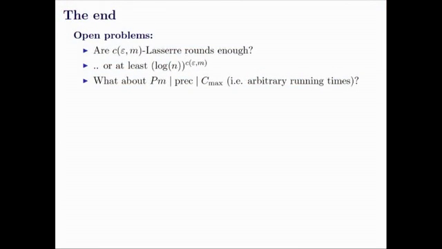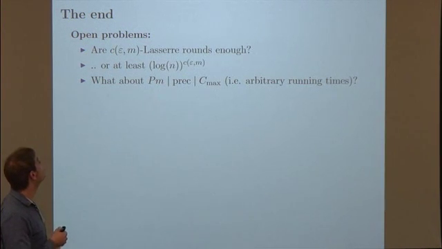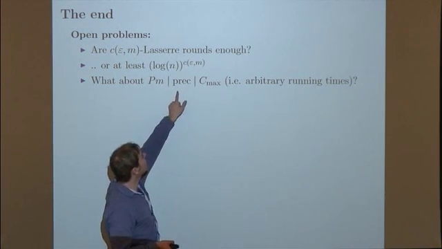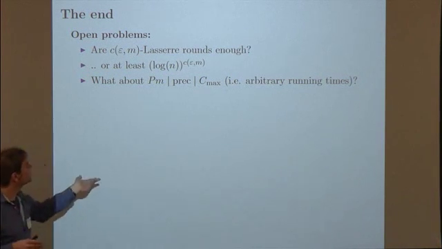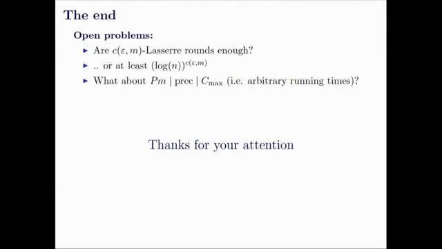There are actually some open problems. It's not so clear whether a constant number of Lasserre rounds, or Sherali-Adams rounds, would be enough, or at least an actual polylog number of rounds. So for us, this is m divided by epsilon squared times log n. That's not so nice. A nice problem is also what happens if you have running times that are not 1, but arbitrary running times. Some of the arguments still make sense, others don't. So it would be nice whether one can have some extension here. And yeah, that's what I wanted to tell you. Thank you for listening.